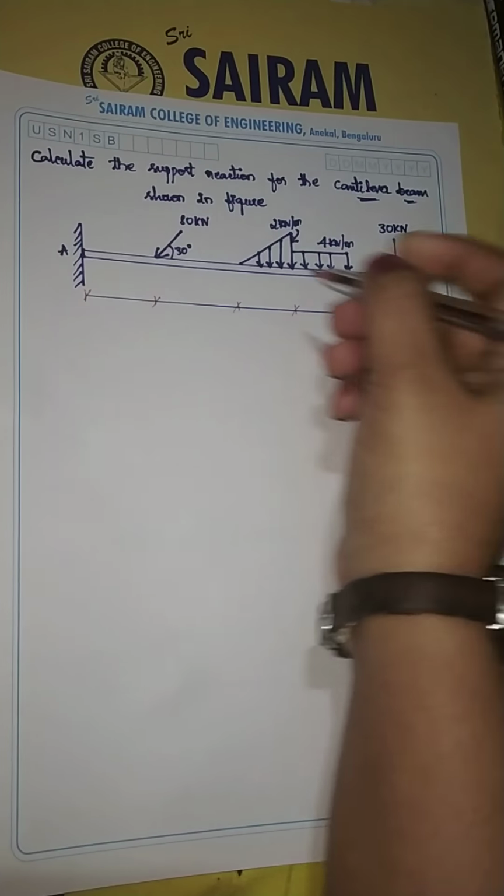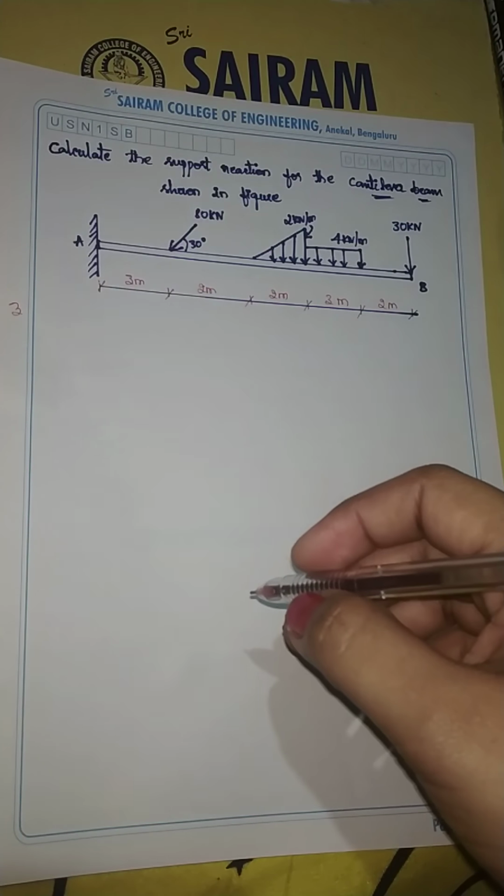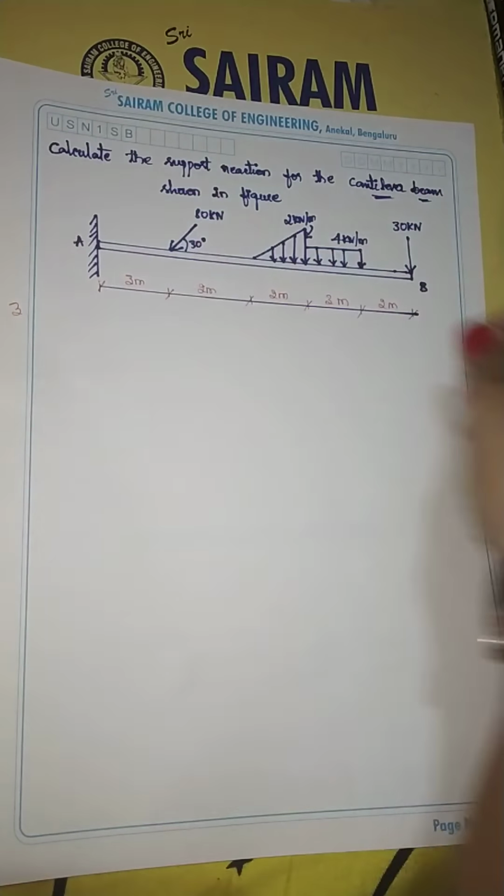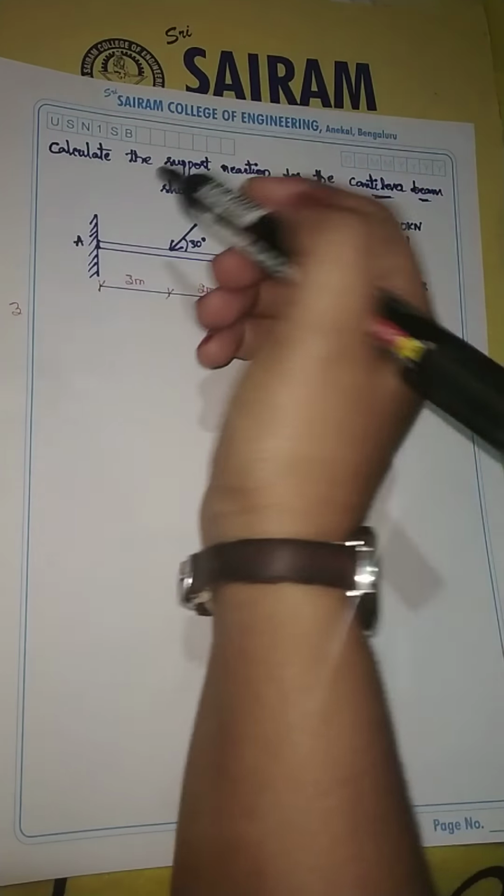So first we will solve the support reactions for this. What is the meaning of support reaction? The reaction which is developed at the support. In this problem you can see only one support, with one side fixed and one side free. So this cantilever beam has a fixed support. In a fixed support, how many reactions will be there? The reactions will be 3. If you have doubt, go and watch the theory part. So you have 3 reactions in the cantilever beam at the fixed end.